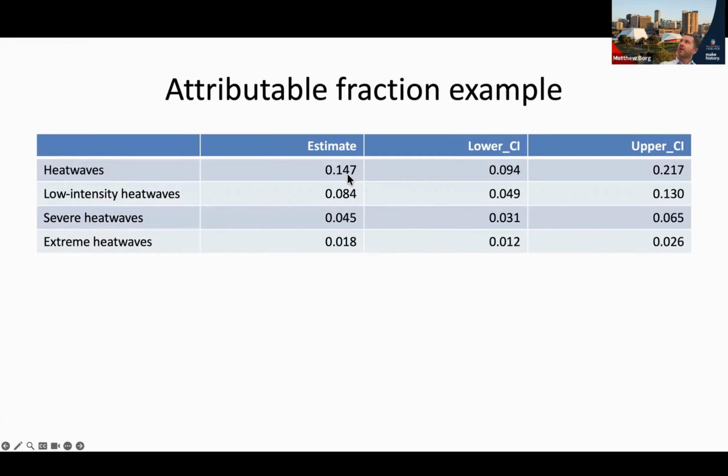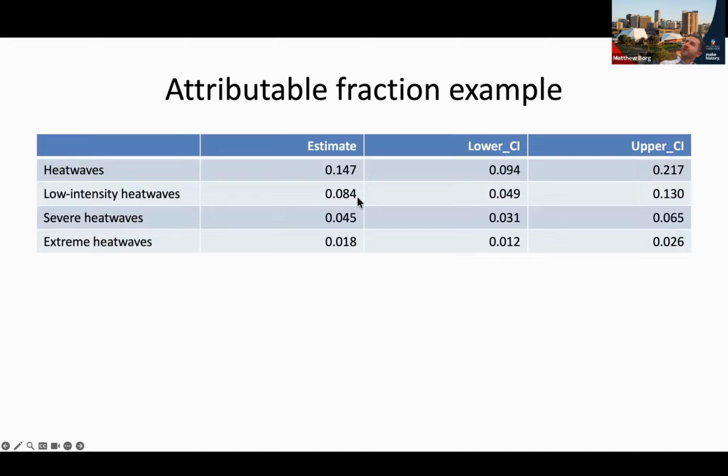That is saying that about 0.14% of occupational injuries and illnesses are attributable to heat waves, and that's with a confidence interval of 0.094 to 0.217. Although it sounds like a small percentage, that is across the entire period, so that over time represents a relatively large estimate.